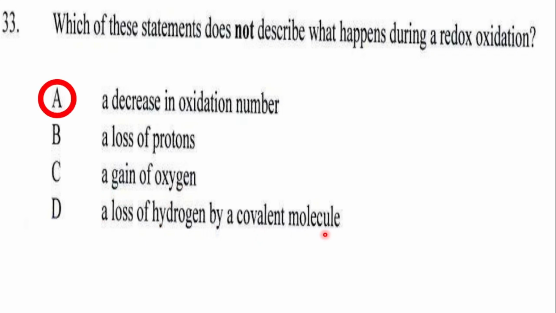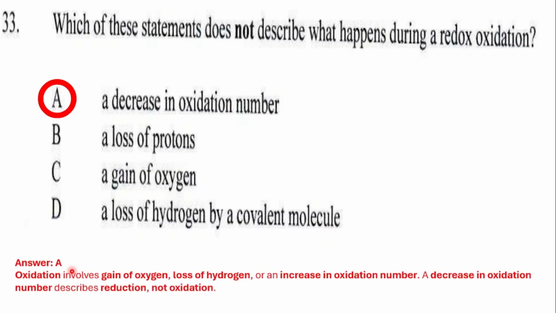So the correct answer is definitely going to be a decrease in oxidation number, because oxidation involves gain of oxygen, loss of hydrogen, or increase in oxidation number, not decrease in oxidation number. A decrease in oxidation number describes reduction, not oxidation. So the correct answer is definitely going to be A, a decrease in oxidation number.